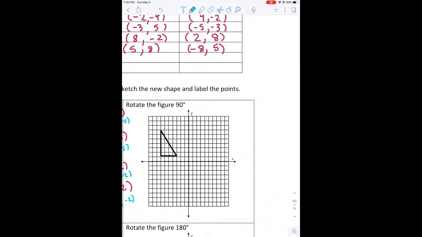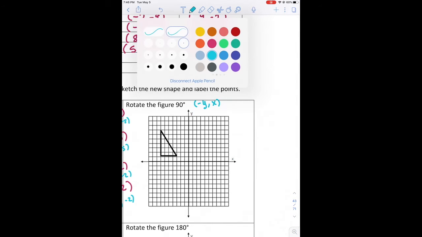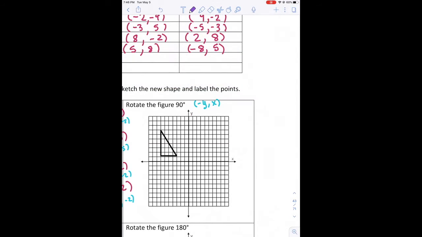Okay, hopefully you are ready for me to go over it. So I would start by writing down the rule. The rule for 90 degrees is -yx. And then I would label each of these first. So maybe that's my ABC. Maybe you called a different point A. It doesn't matter. So A, B, and C.